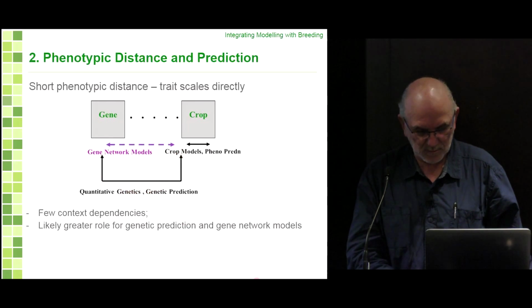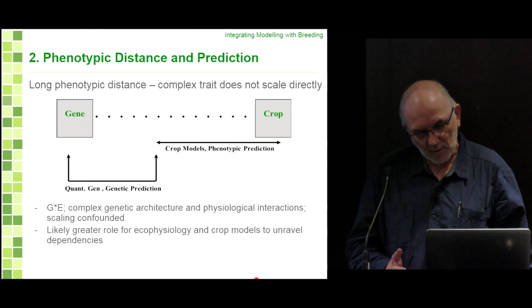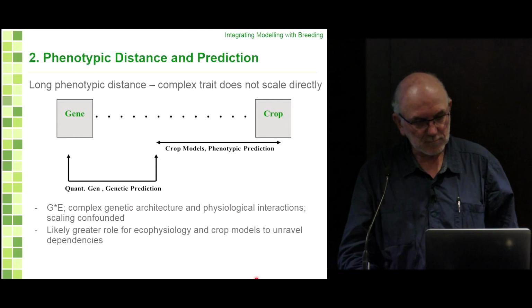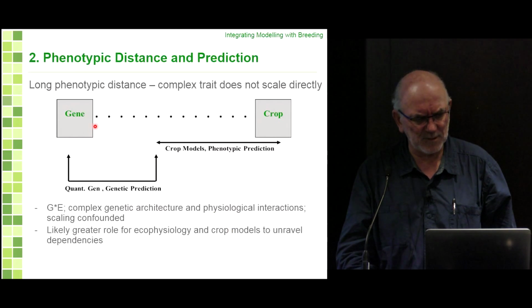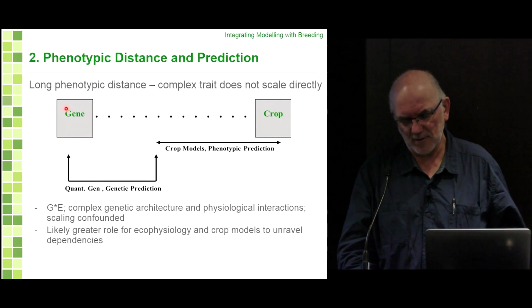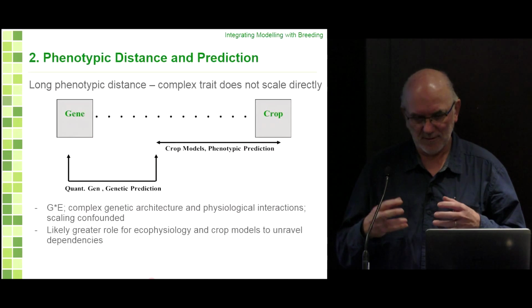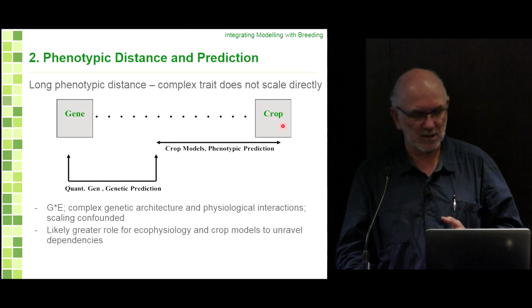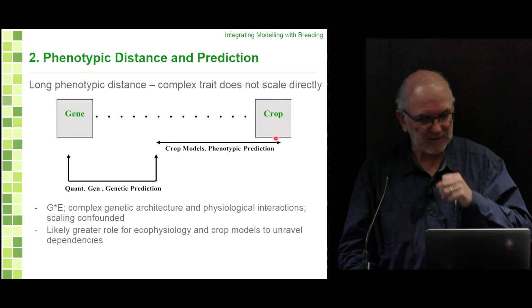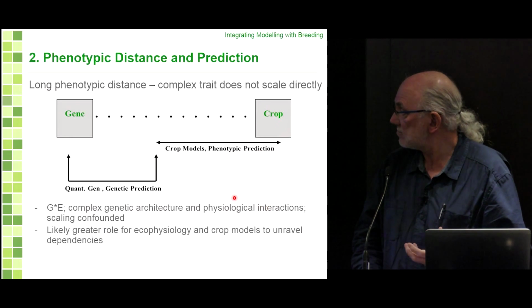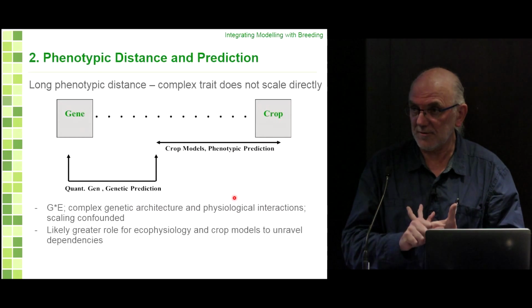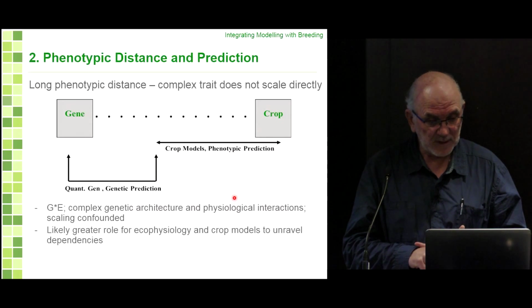But when you move into a longer phenotypic distance, where whatever happens down here has to go through a lot of interactions in the organism before something gets expressed out here that you measure, then the whole thing's confounded. And so you've got this context dependency on environment and on genetic background.